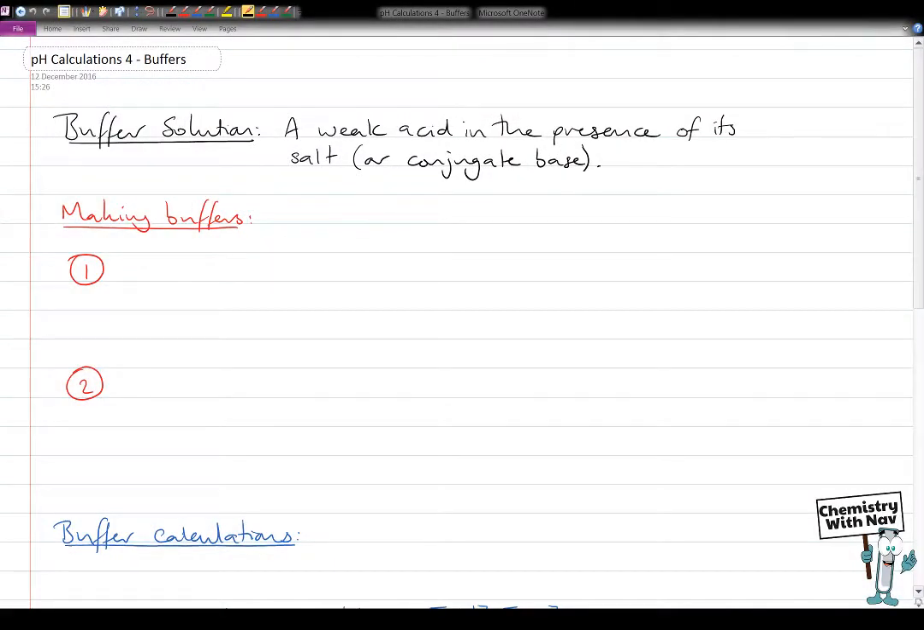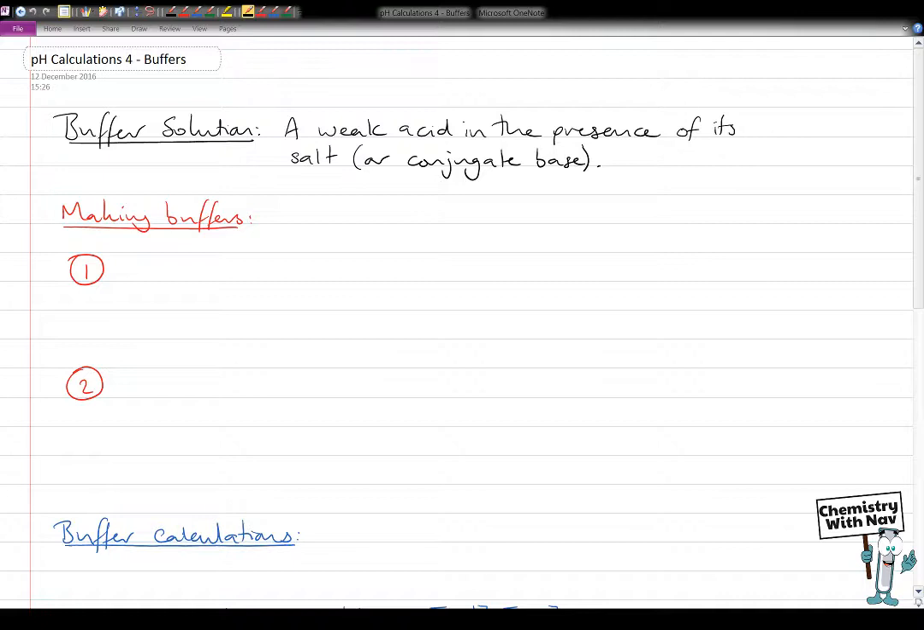In this video we're going to take a look at buffer solutions, and hopefully you know that a buffer solution is a solution that resists changes to its pH on addition of small amounts of either acid or alkali. And an acidic buffer is usually what's asked for, unless of course you're doing the IB, in which case you do need to know about basic buffers as well.